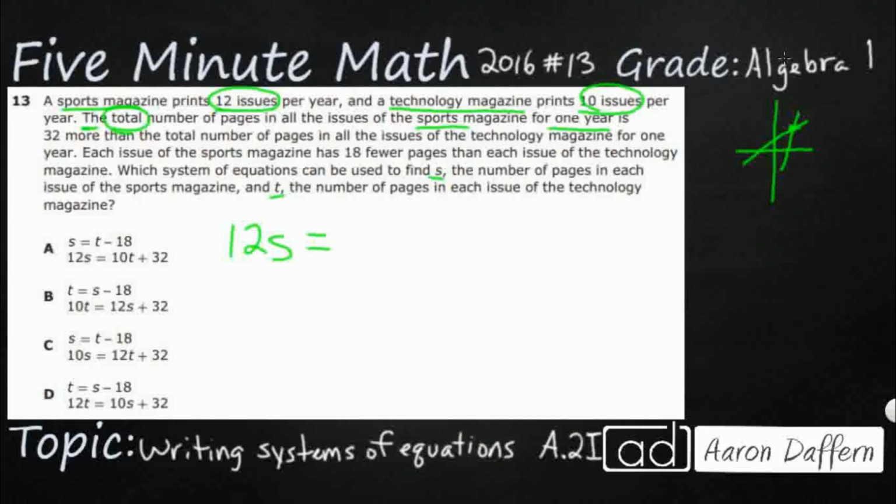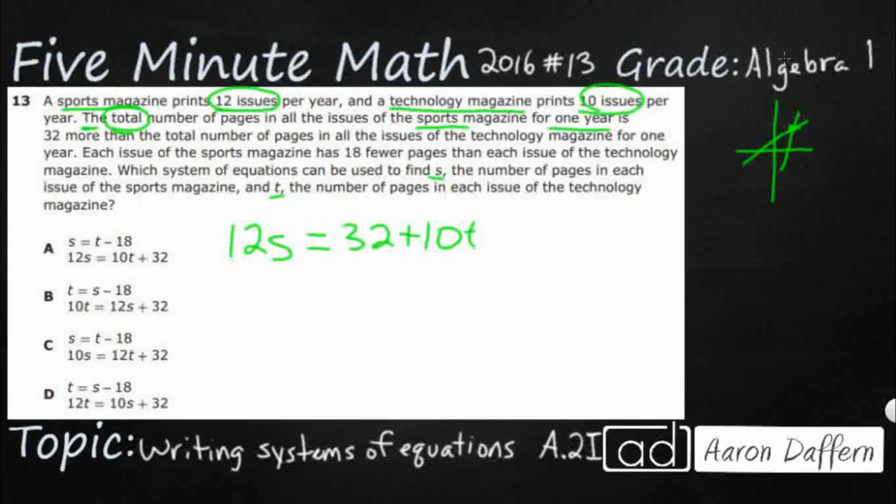So that total is going to be 32 more. We're going to take our 32 more than what? The total number of pages in technology. So how many technology issues do I have? I've got 10. So if I take all of my sports for a year, that's 12 times S. That's 32 more than my 10 times T, because there's 10 technology issues in a year.